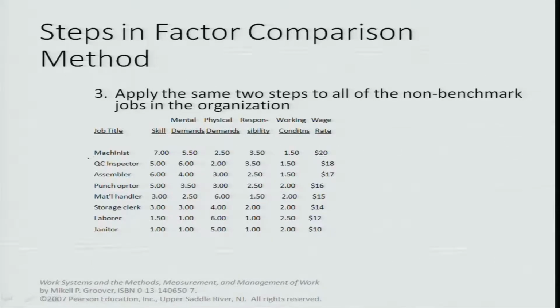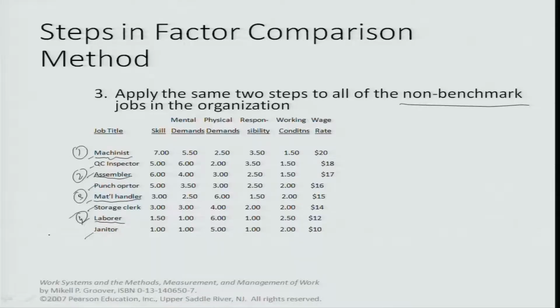For example, there can be machinists, QC inspectors, assemblers, punch operators, material handlers, storage clerks, laborers or janitors, who are responsible for different responsibilities, different roles within an organization. And so these are all typically the non-benchmark jobs which you have to compare with those benchmarks. So the benchmarks get embedded here because you have already made a list of such jobs according to the global norm which is available. These four, machinist, assembler, material handler, and labor, are basically provided.